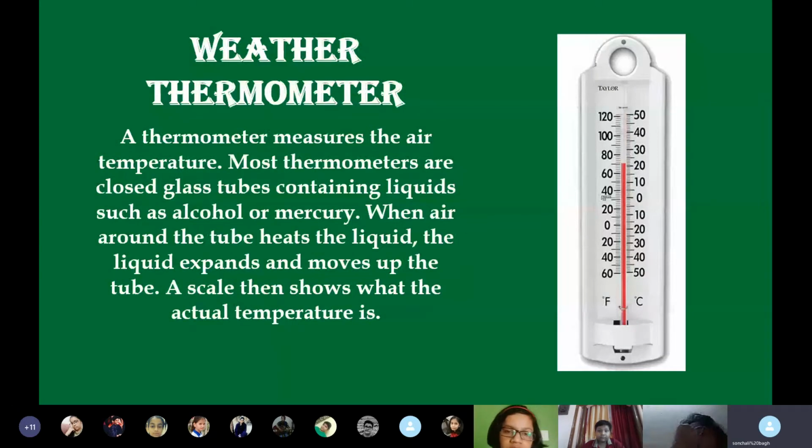Understood? Then a weather thermometer mostly has both types of scale, but in a normal thermometer we can see one scale at a time. We can convert it to the other scale, but we see only one scale at a time. Understood? These all were the instruments.